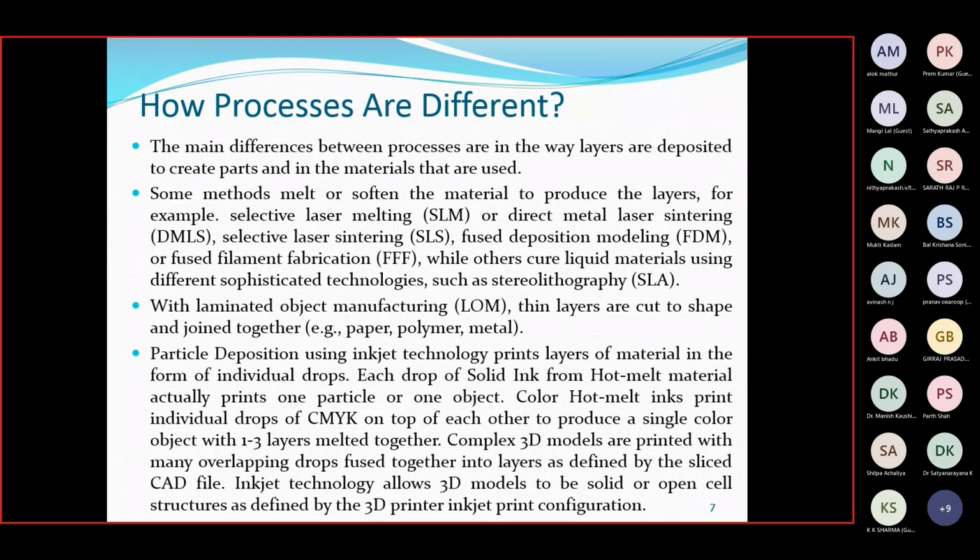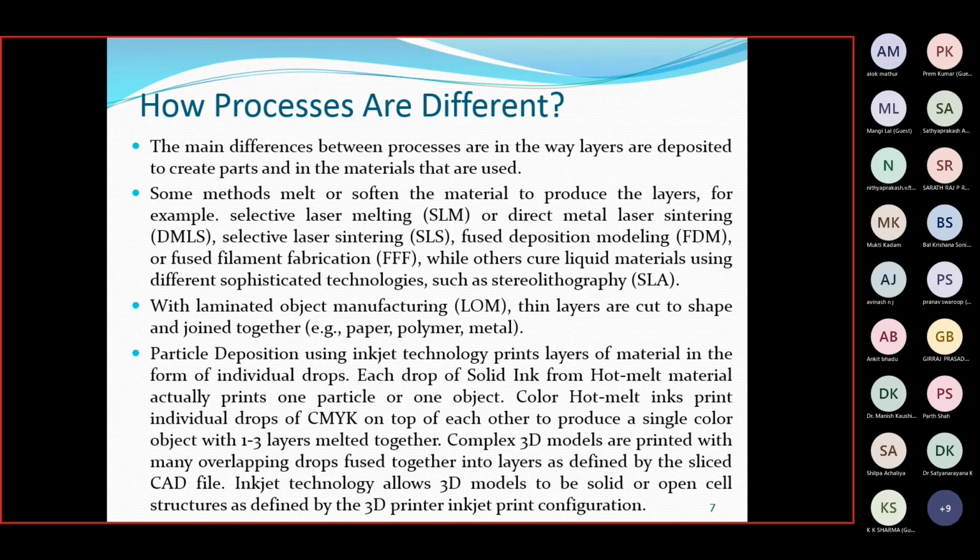So some methods melt or soften the material to produce the layer. For example, selective laser melting is there, SLM, or direct metal laser sintering. These are some that melt the material with a laser. But some harden the liquid itself, meaning the material is in liquid form, and then they cure it, they make the liquid a hardened part. So it converts liquid into solid, and in the previous one, some processes are melting solid into a little liquid, not exact liquid. That's the concept. So both are different.